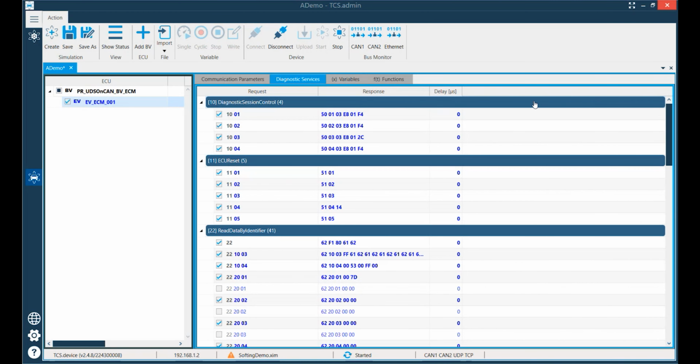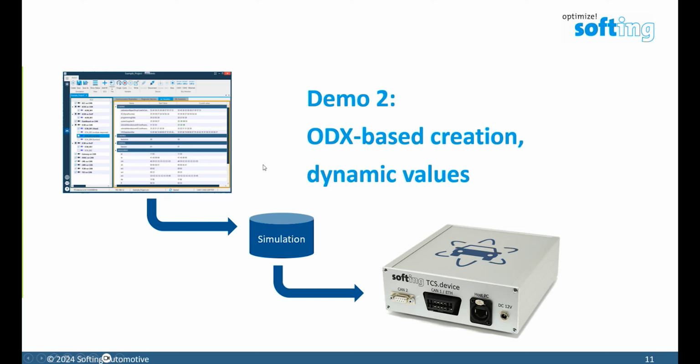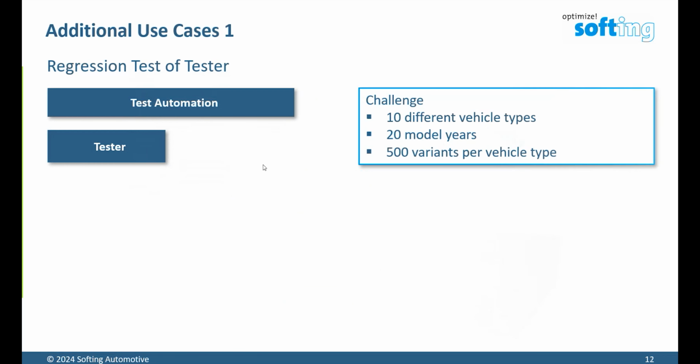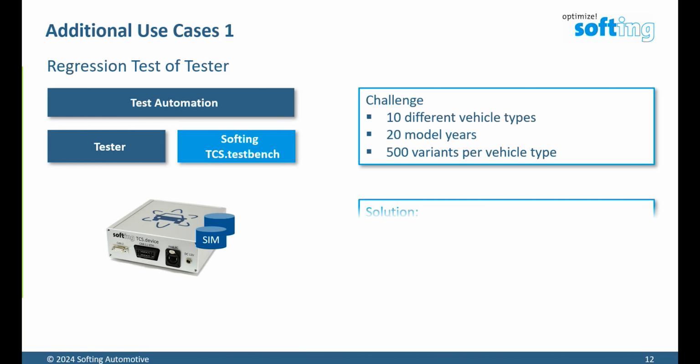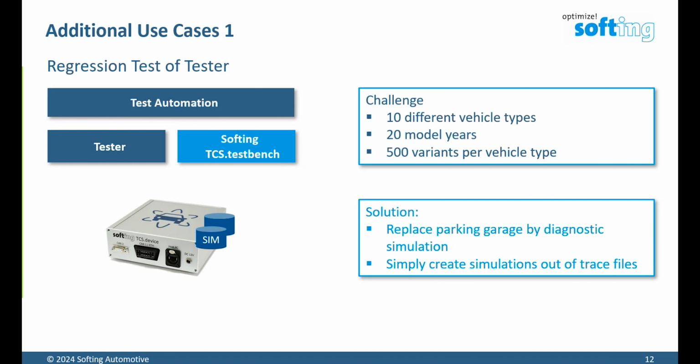Okay, thanks a lot. So I will share my screen again. Okay, that was demo number 2, right? So we continue. We have seen the TCS is a really powerful tool. What you would like to add now to make the picture complete are some additional use cases. The first use case is the regression test of a tester. The idea is you have a lot of different vehicle types, lots of model years and variants per vehicle type. So this is a bunch of ECUs, a bunch of data, and you have to handle this.